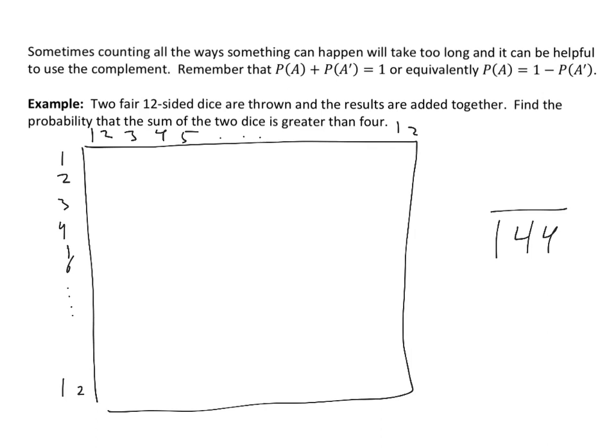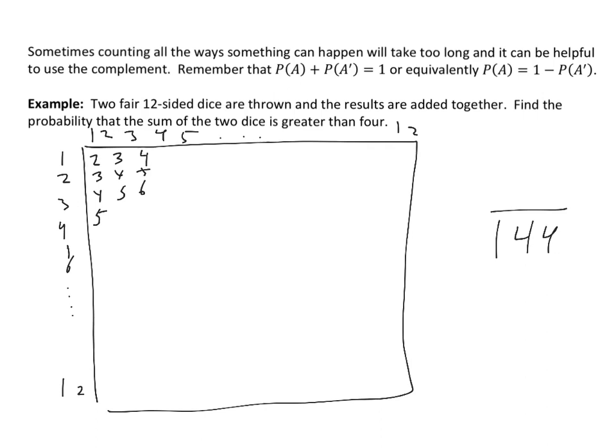Now, the question is asking, how many places is this sum greater than 4? That's a lot of things. So maybe instead what I should do is look for the things where it's not greater than 4. Way up here in this corner of the lattice diagram, I'd have 2, 3, 4, 5. I'd have 3, 4, 5. I would have 4, 5, 6. You can sort of see what the top of this chart would look like.